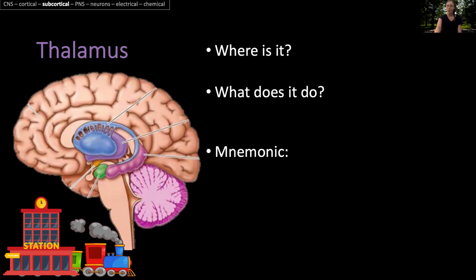Now I'm going to answer 3 questions for each of these subcortical structures. First, where it is. Second, what it does. And third, a little mnemonic to help you remember the facts. So starting off with where is it? It is smack dab in the center of your brain. You can see it here, this purple structure. There's one thalamus and it's located right in the middle of your brain.